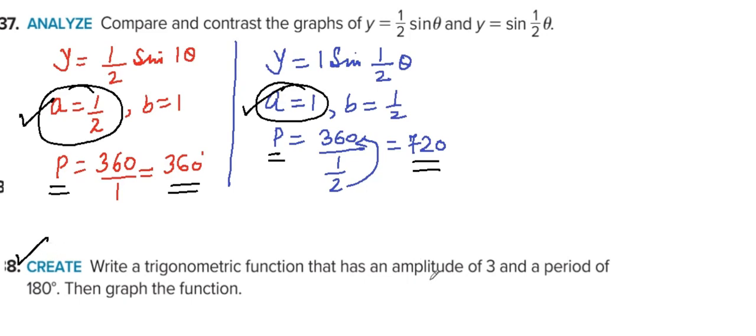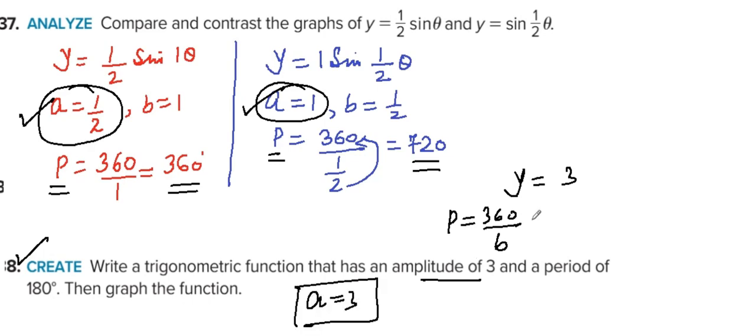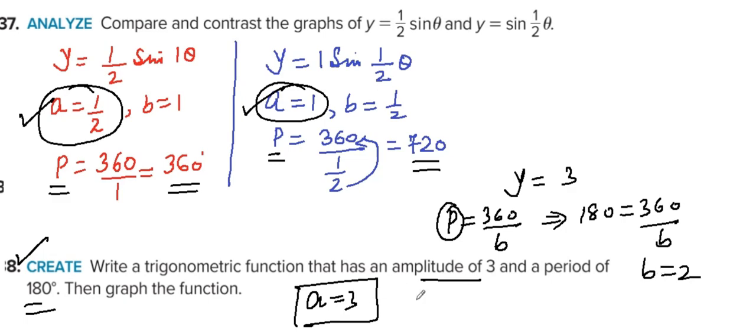Now look at the next question, 38, in this slide. What they are saying: amplitude is 3, and they are talking about writing a trigonometric function. You can write sine or cosine because they have not told us which. And period is given. We know that the period formula is 360 over b. Amplitude is given as 3, and the period is 180, so 180 is equal to 360 divided by b. Simplified, b is 2.